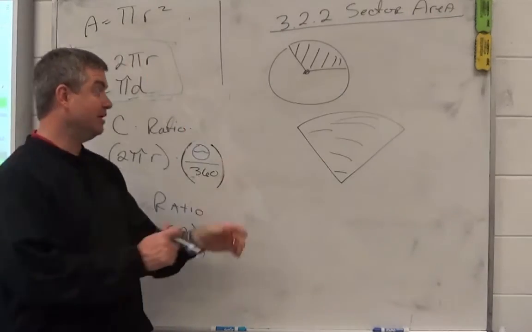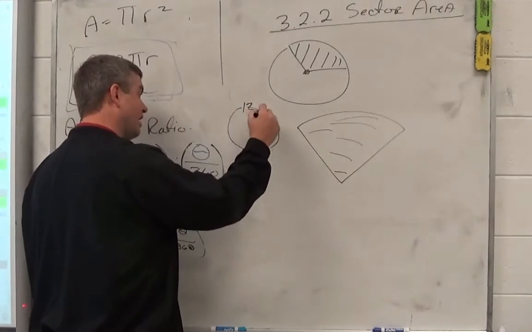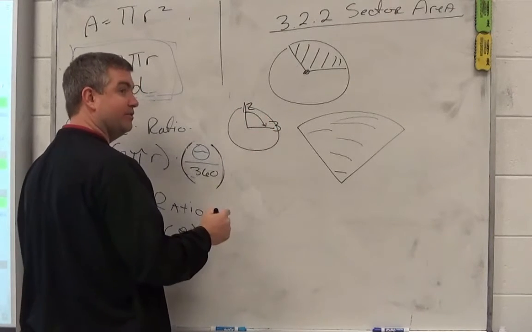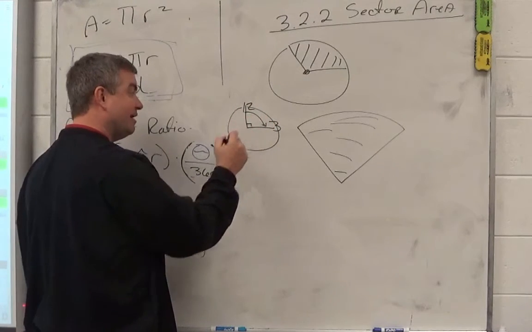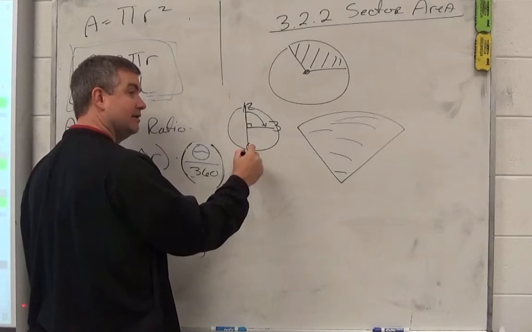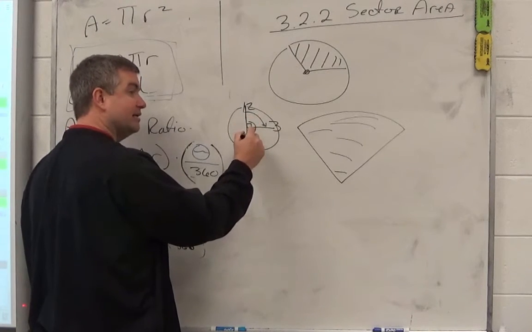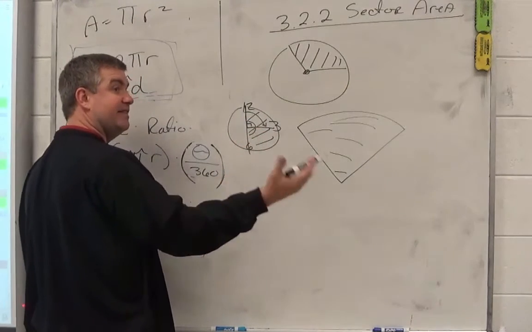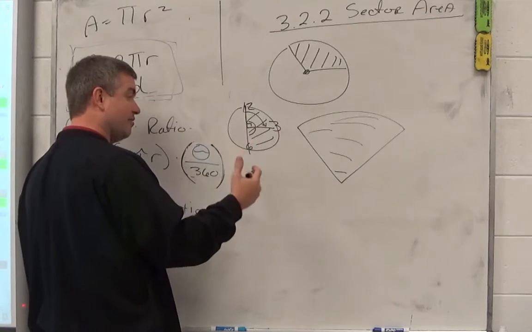If a hand moved from 12 o'clock to 3 o'clock, what would the theta have to be? It would have to be 90, right? What about from 12 o'clock to 6 o'clock? It would have to be 180, right? So those are examples, and if I said find this area, then that would be a sector area problem.